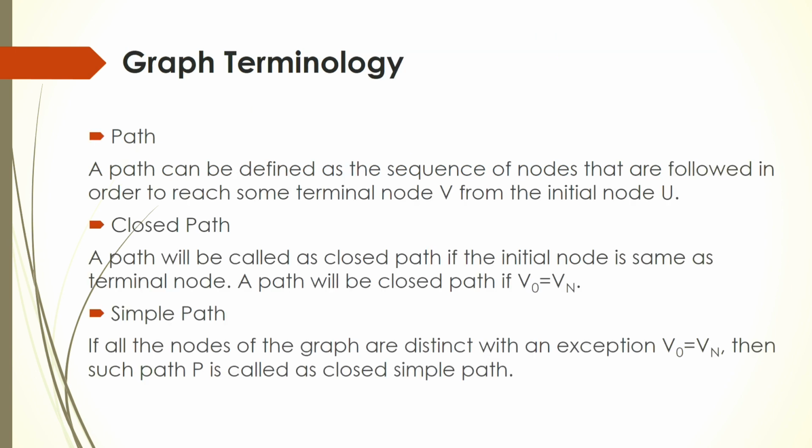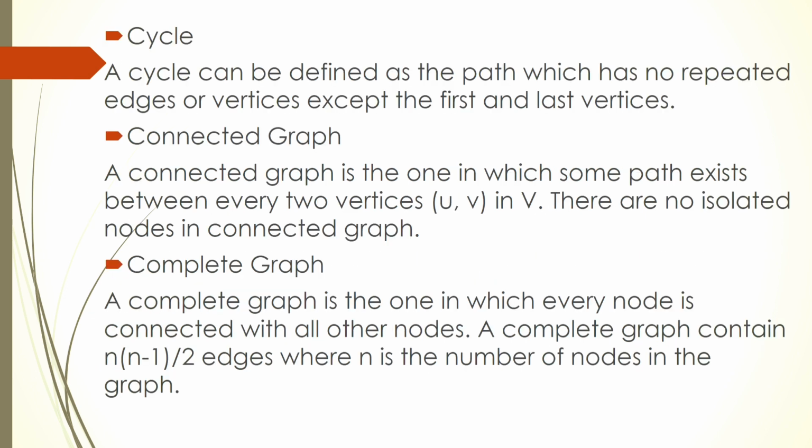Now coming to the graph terminology. What is a path? A path can be defined as the sequence of nodes that are followed in order to reach some terminal node P from the initial node U. Then the closed path. A path will be called a closed path if the initial node is the same as the terminal node. A path will be a closed path if V0 equals Vn. Then coming to the simple path. If all the nodes of the graph are distinct with an exception V0 equals Vn, then such a path P is called a closed simple path.